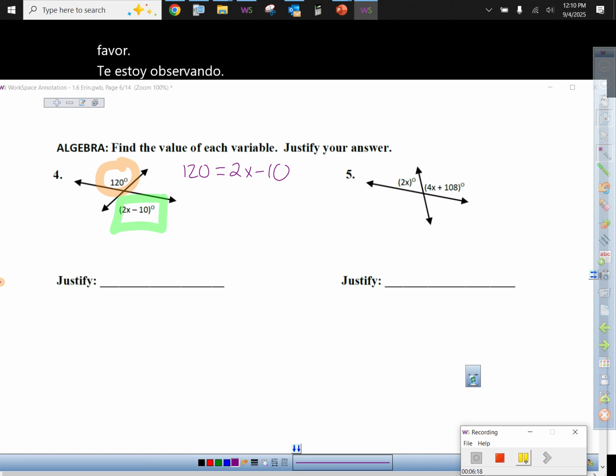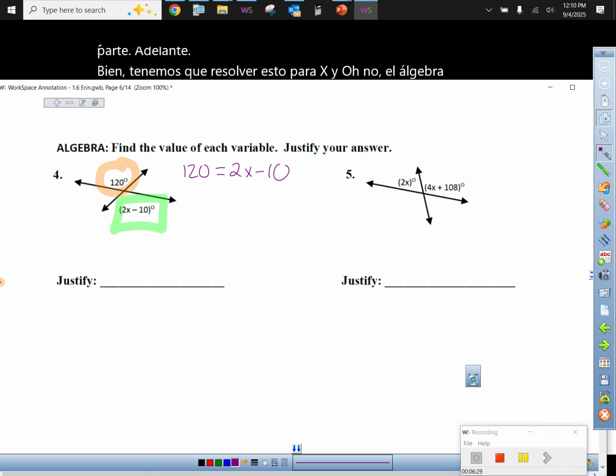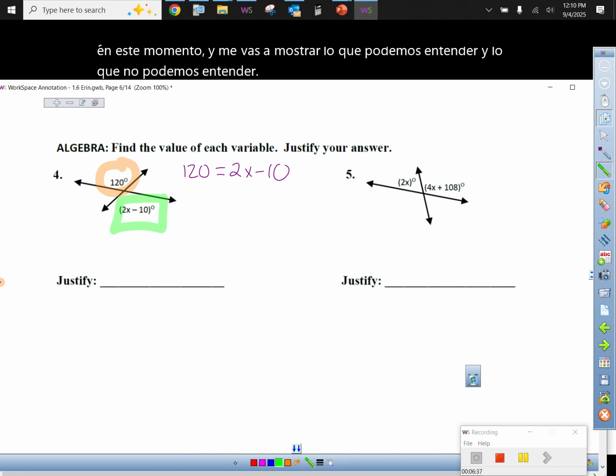So here's what we got to do. I need patience from you. Go ahead. Sorry, question? Okay. We need to solve this for x, and oh no, algebra is coming back. So I don't know your algebra ability. I'm going to treat you like a rookie right now, and you're going to show me what we can understand and can't understand.